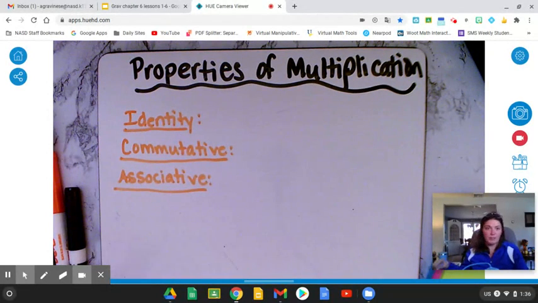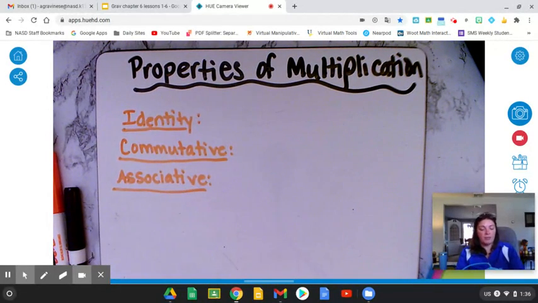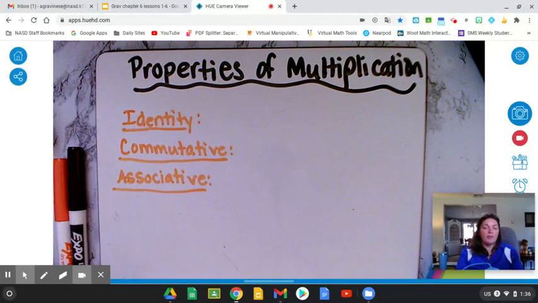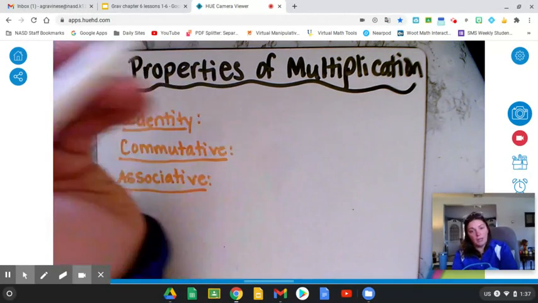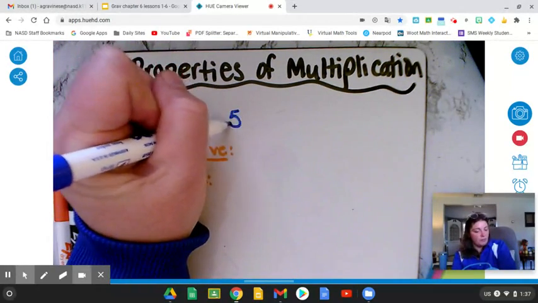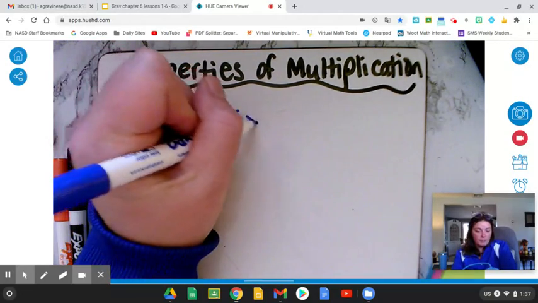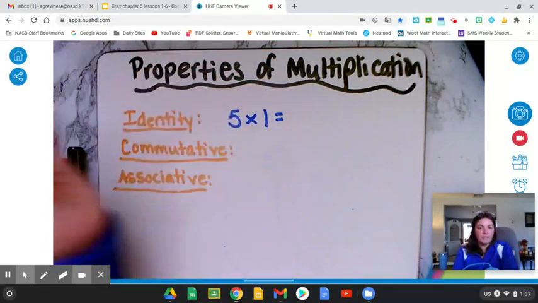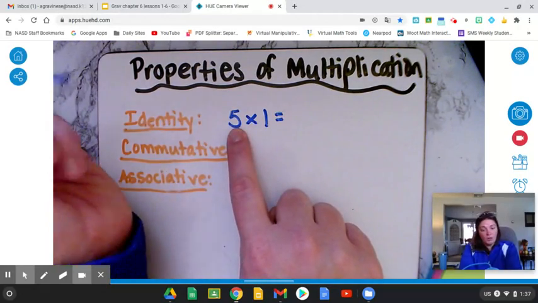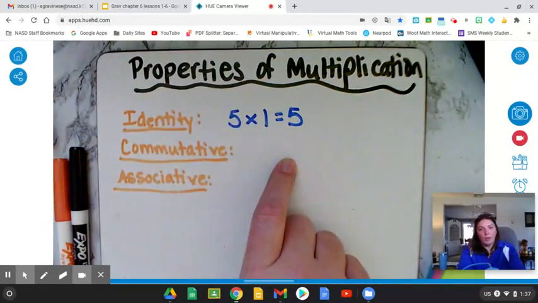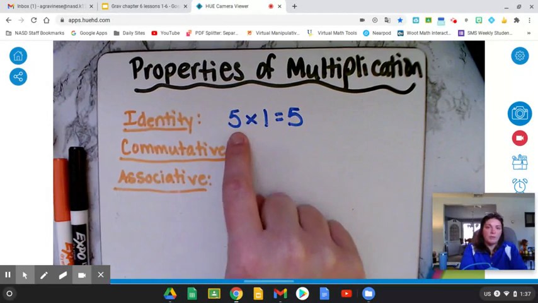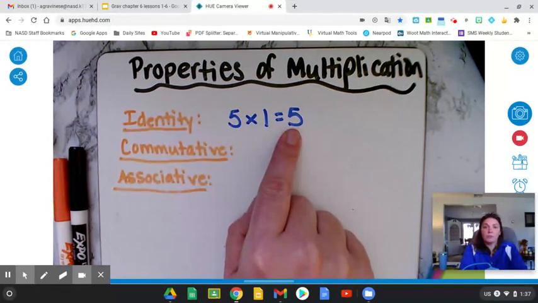So first up is the identity property of multiplication. And this states that the product of any factor and 1 is that other factor. In other words, a number such as 5 times 1 will always give you the number that's not 1. Okay? So we could see this in 5 times 1 equals 5.